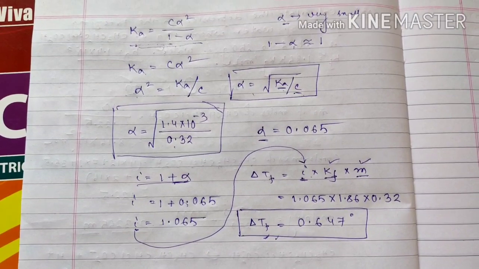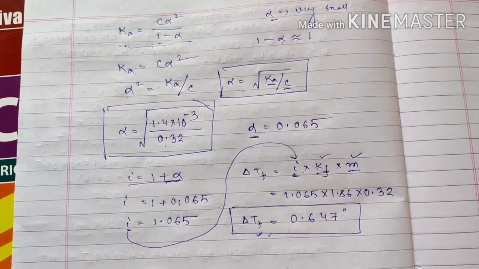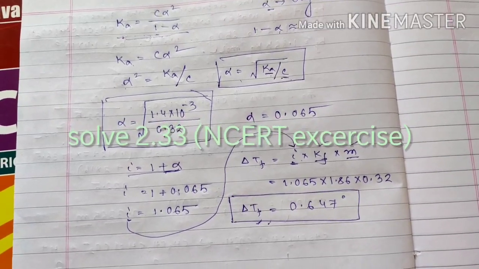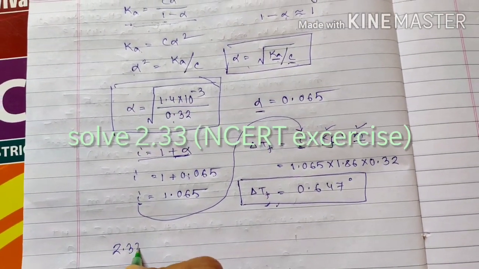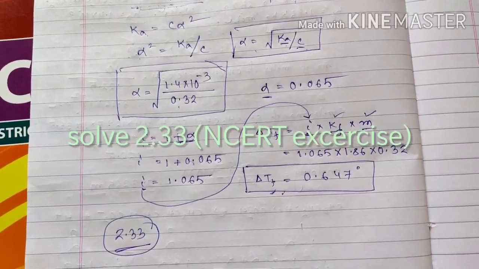It is probably the comparatively most complicated numerical of this exercise. There is another one which is just the immediate one, that is 2.33. I ask you to solve it. Similar one with the same concept.